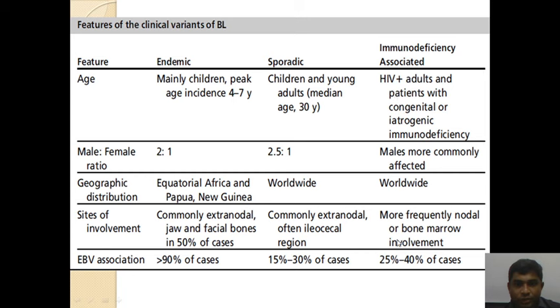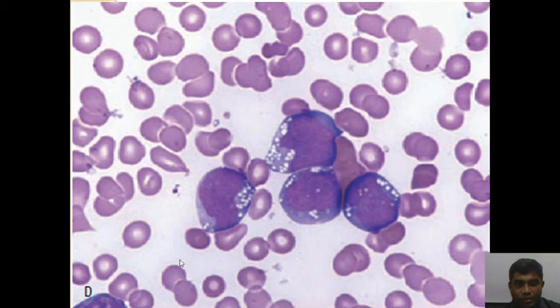The immunodeficiency associated frequently involves the lymph nodes and bone marrow, whereas the endemic and the sporadic ones are commonly extranodal, whereas the endemic one also has a predilection for jaw and facial bones. And association with EBV is commonly seen in the endemic ones and considered as a causative factor.